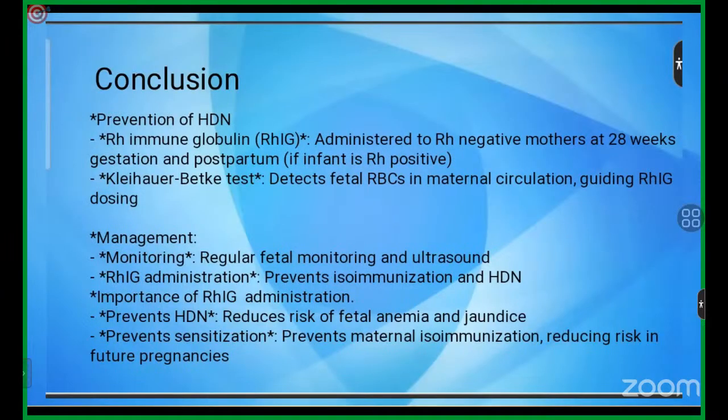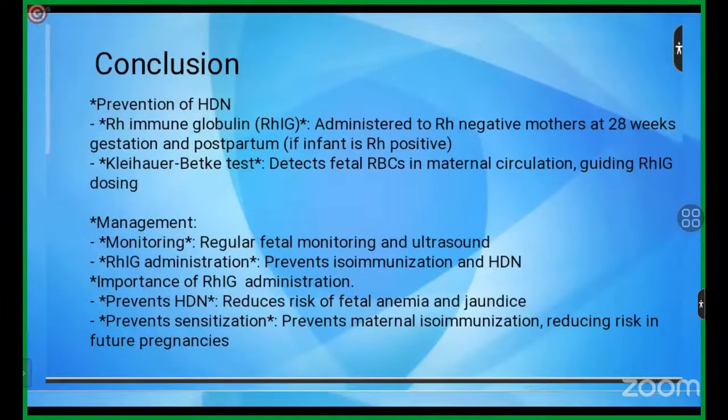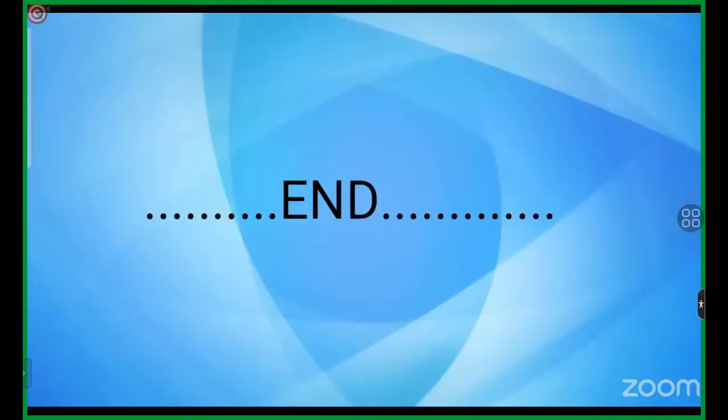And in management of FMH, we regularly monitor through ultrasound, and Rh immunoglobulin administration has to be done to prevent isoimmunization and HDN. The importance of RhIg, anti-D or Rogam administration is that it prevents HDN, reduces the risk of fetal anemia and jaundice, prevents sensitization, and also prevents maternal isoimmunization to reduce the risk in future pregnancies. So this is the end of my presentation.